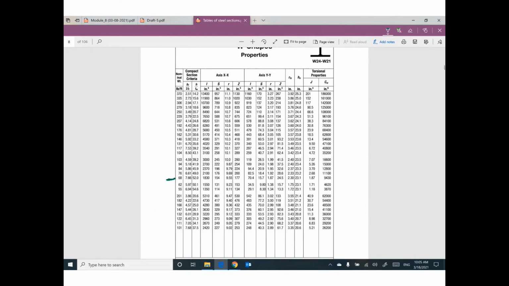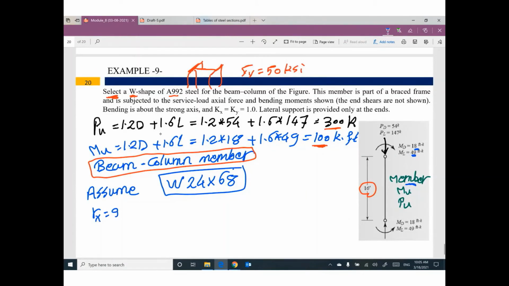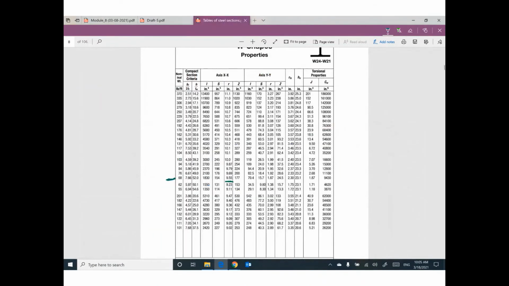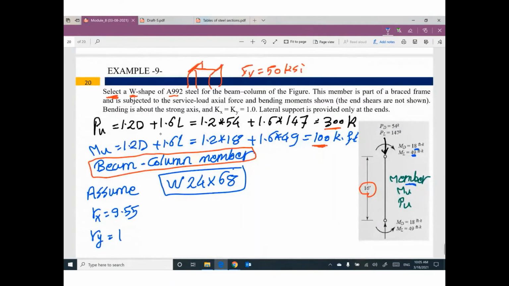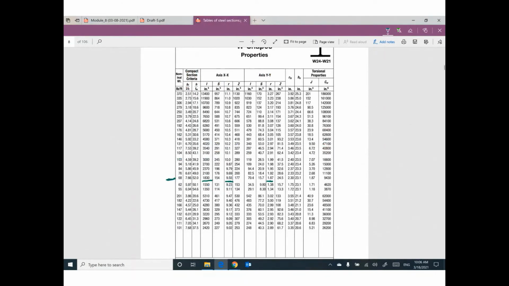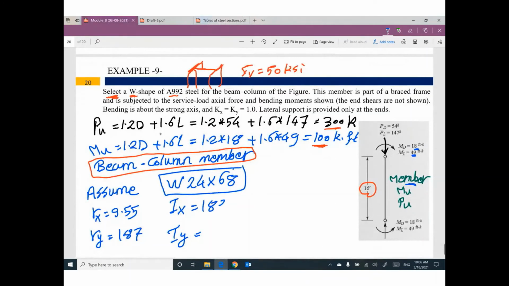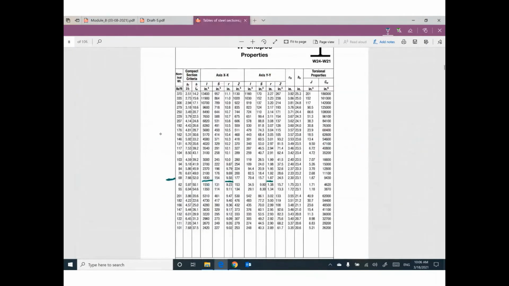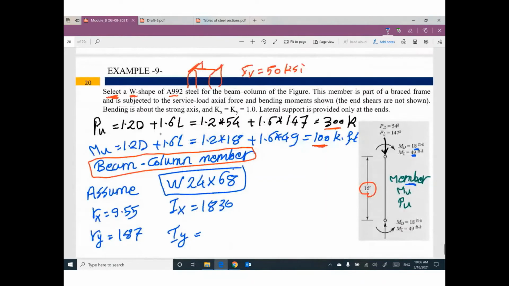This one can give me rX 9.55, rY equal 1.87, capital Ix 1830, and capital Iy will be 70.4. Start.